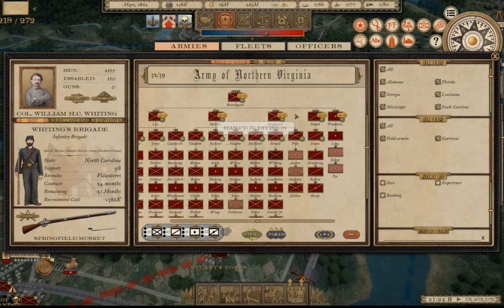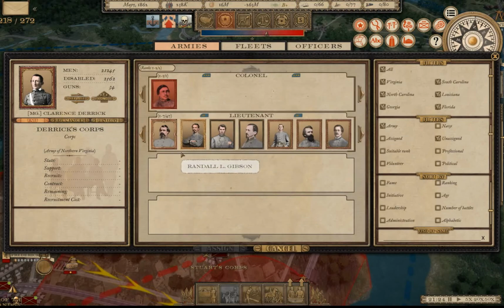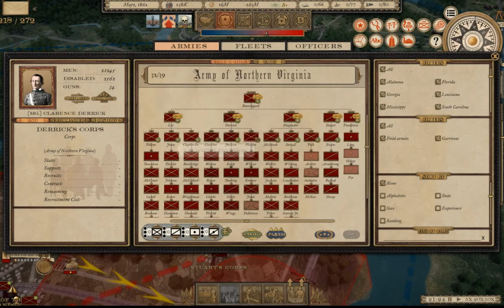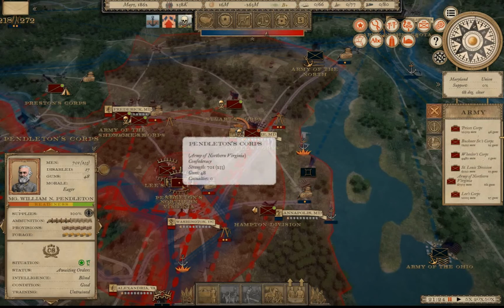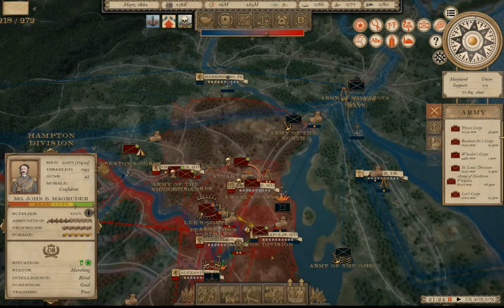Alright, so we've upgraded our... Oh, what did I do there? Somehow I mistakenly promoted Clarence Derrick Ewell's command. Not sure exactly how I did that. Oh, now I can't even find Ewell. What's going on? There's Ewell. Now, with creating the artillery corps, it shows up as its own separate corps on the campaign map. I would have preferred it just stay attached to Beauregard's headquarters, but that did not work.